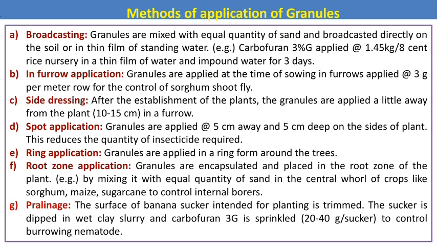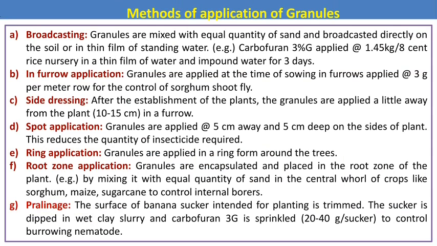In-furrow application is mostly done in the sorghum crop to control the sorghum shoot fly. Then side dressing. In this technique, the granules are applied a little away from the plants, about 10 to 15 centimeters away, in the furrow. Then spot application. Here we apply the granule formulation 5 centimeters away and 5 centimeters deep on the side of the plant.